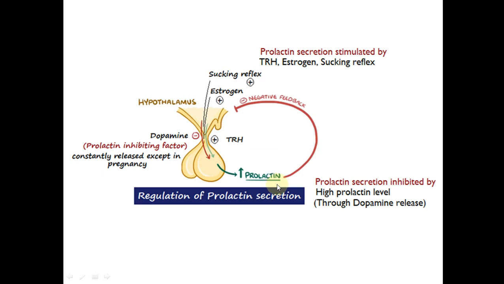Prolactin itself, when its level runs high in the blood, it causes a negative feedback inhibition of its secretion by the anterior pituitary gland and hypothalamus. And this effect of the prolactin inhibition is brought about by the secretion of dopamine, which is the prolactin inhibitor, which is an inhibitor of the prolactin secretion by the hypothalamus.